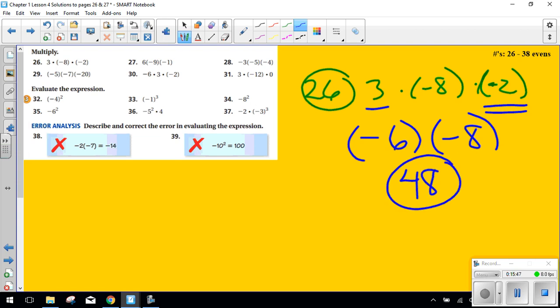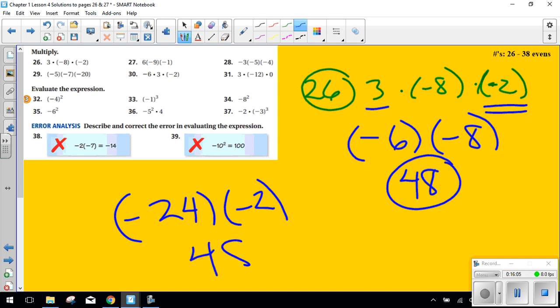Some of you are asking, well, I did 3 times -8 and got -24, and then multiplied -24 by 2. Well, that's fine too. We're using the commutative and associative properties of multiplication. So either process is completely fine. You'll get 48 either way.